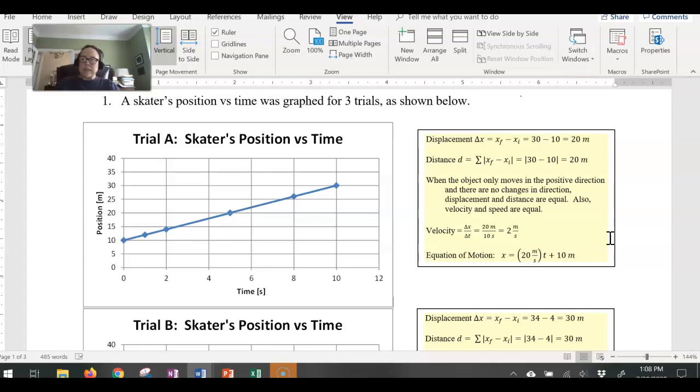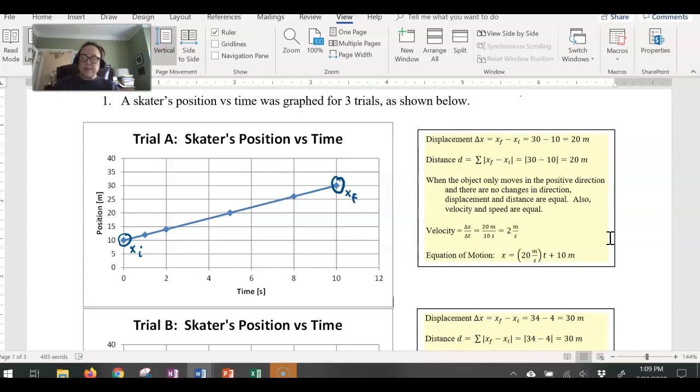Well, the displacement is the final position minus initial position. And I can see right here that this is the final position of the skater at position 30. The initial position of the skater was at 10 meters at time 0, so 10 meters. So 30 minus 10 gives me the total displacement, which was 20 meters. It's a positive 20. That means the skater moved 20 meters in the positive direction.